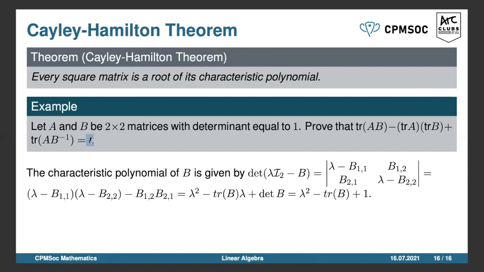This here should be the zero matrix, I believe. So we're going to say A and B are 2 by 2 matrices, and we're going to specify that their determinant is 1. And this tr here is the trace of a matrix. So the trace of a matrix is the sum of the elements on the diagonal. The trace of the n by n identity matrix, for example, is just n.